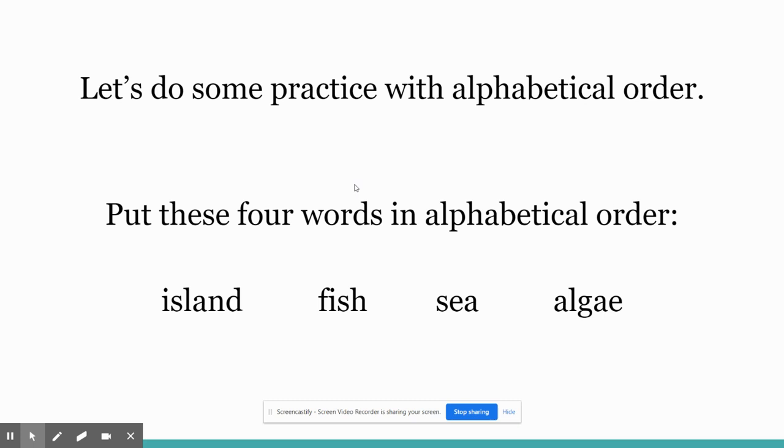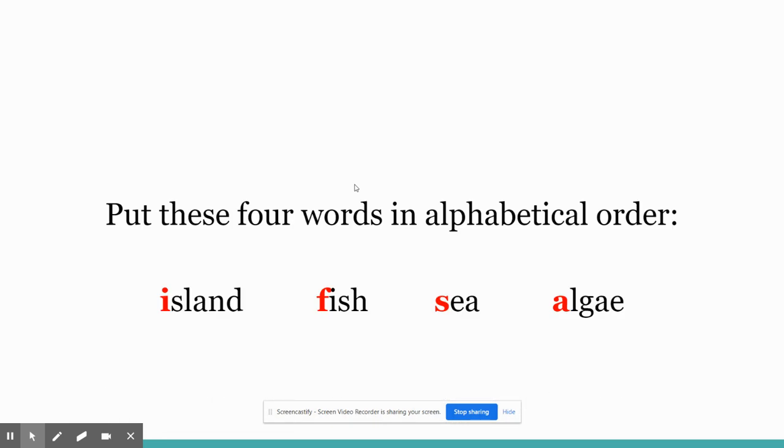All right, I'm now going to discuss how to put these four words in alphabetical order. To put these four words in alphabetical order, we need to look at the first letter of each of the words. So I've darkened those in red, right? The I of island, the F of fish, the S in sea, and the A in algae. To put these four words in alphabetical order, we have to decide which of those letters comes first in the alphabet. I, F, S, or A.